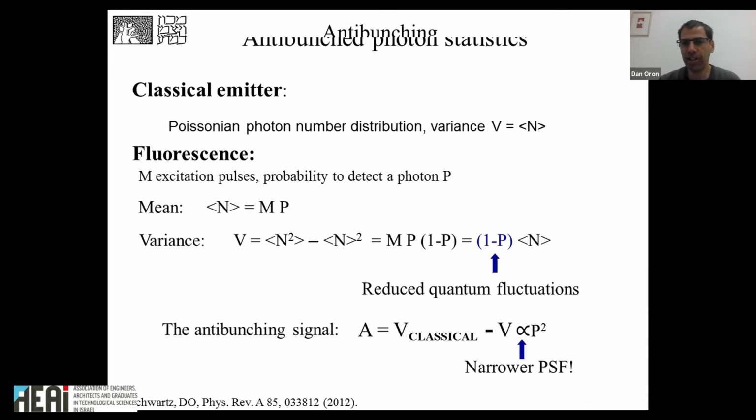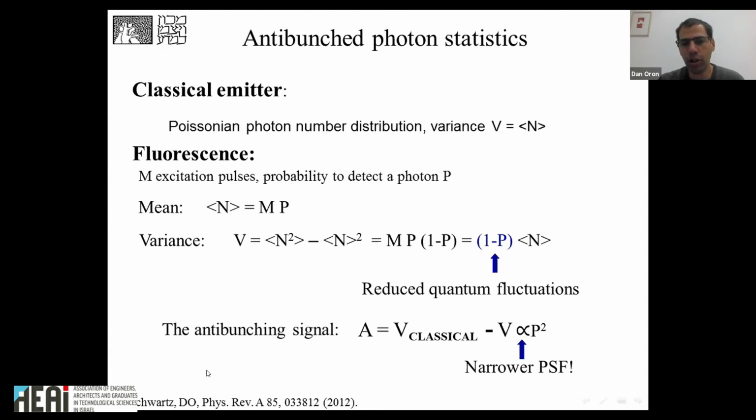Okay, how can you use this in order to increase resolution? So I'll show a mathematical slide. If you don't get it, never mind. I'll show a very intuitive slide in a second. So a classical emitter emits a Poissonian photon number distribution, which means the variance of the number of photons in a unit time measured by the detector equals the mean. However, for fluorescence, you can do the math, and there are reduced quantum fluctuations. The variance is less than the mean, so it's less than shot noise. The distribution of the number of photons per unit time is narrower. And this is exactly the signal we're going to look at.